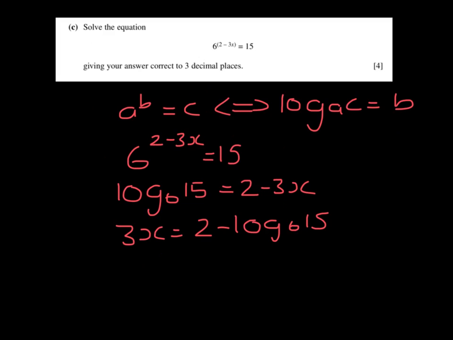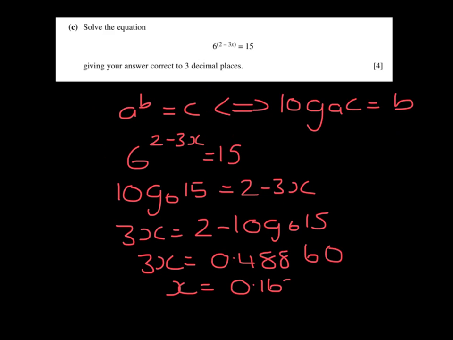I'm going to use my calculator now. 3x is equal to 0.48860. And if I divide that by 3, I get a value for x of 0.1628, which to 3 decimal places is 0.163.